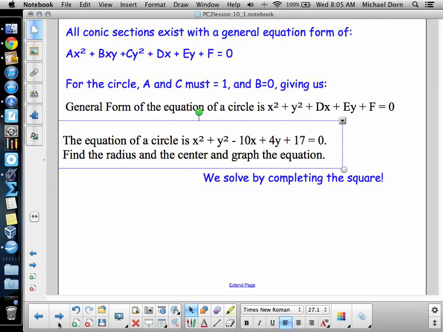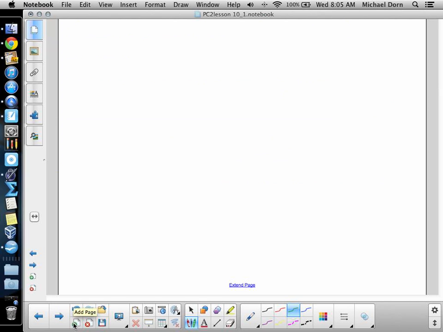Once we have that, now we can go ahead and actually use that to convert back to standard form so that we can actually find the center and radius of a circle. And doing so requires completing the square. We'll do a lot of completing the square with conic sections. Let me just remind you very quickly of the process of completing the square before we get into the problem.